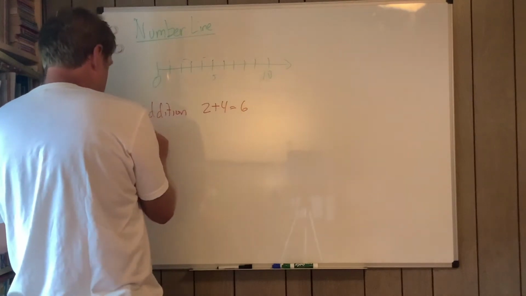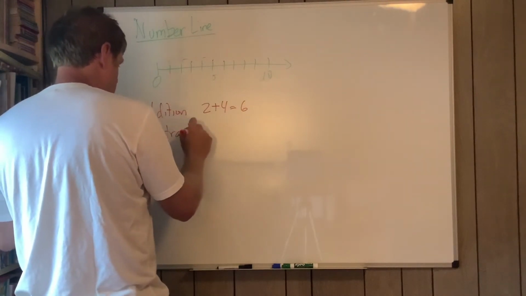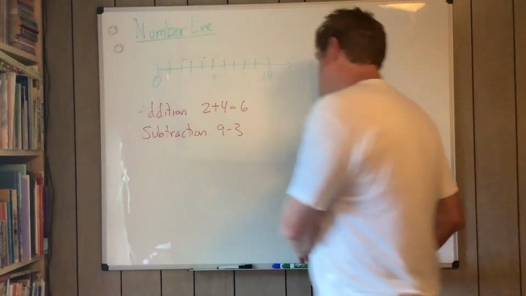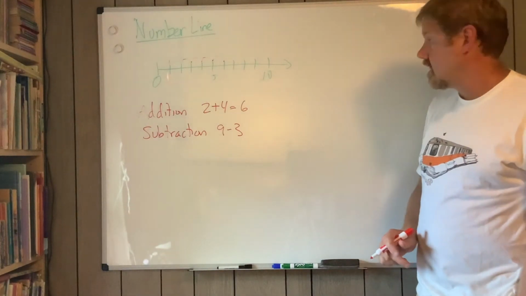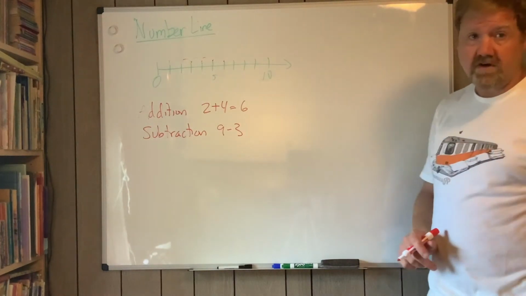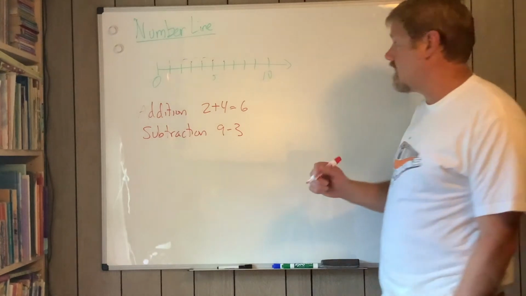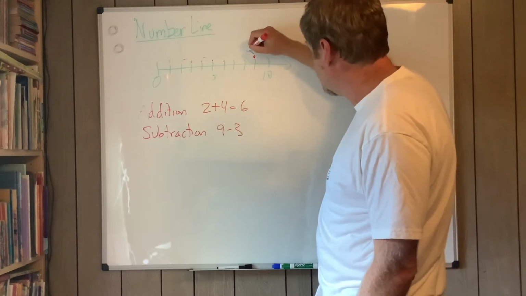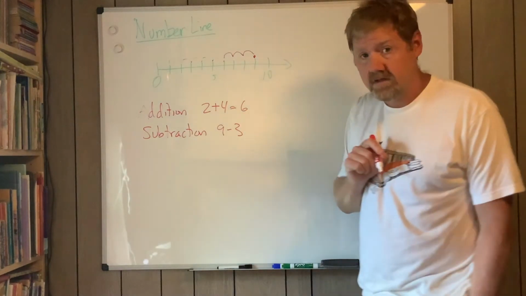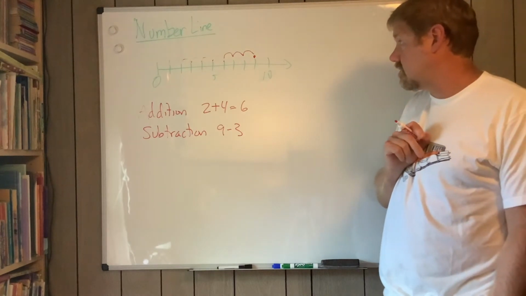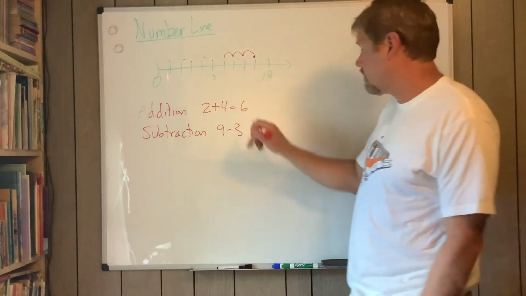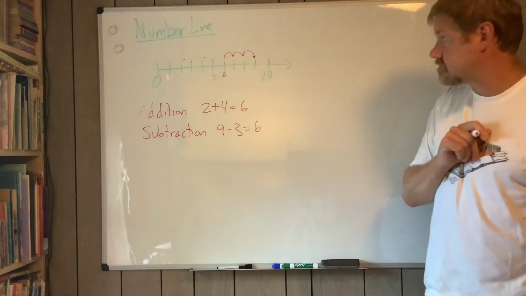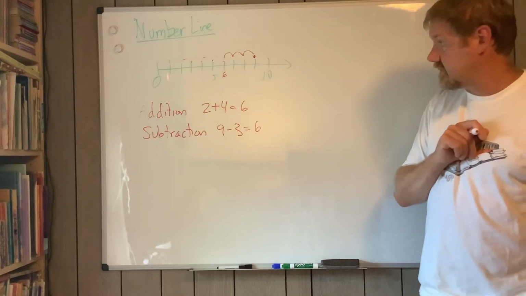Now we can also do subtraction. Let's say 9 minus 3. And so this is very much the same way. It's going to be counting down, right? So we'll start here at 9 and count down 3. 1, 2, 3. Okay. So, right. And we also arrive at 6. So, a little bit different.